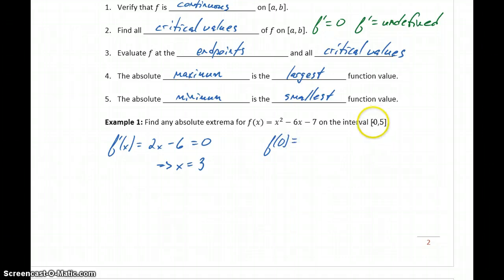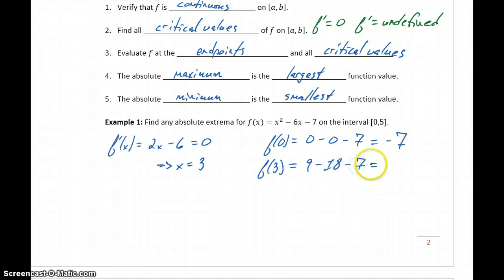So we can evaluate our function at f of 0, that first endpoint, which would give us 0 minus 7, or negative 7 as a result. We can evaluate the original function at the critical value, which in this case we only have one to consider, which is 3. So this would give us 9 minus 18 minus 7 is going to give us negative 16 as a result. And then we have the other endpoint to consider, f of 5, which would give us 25 minus 30 minus 7, or negative 12.